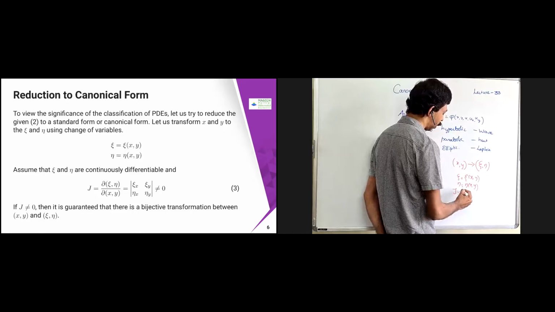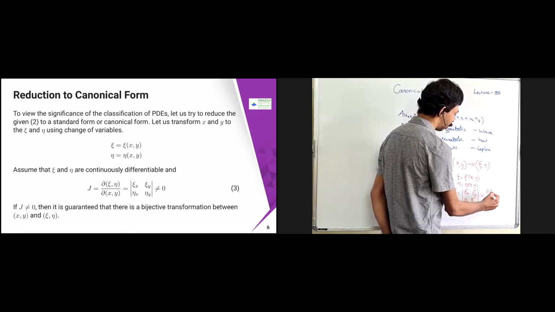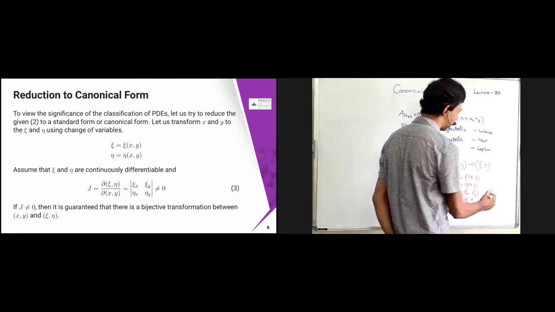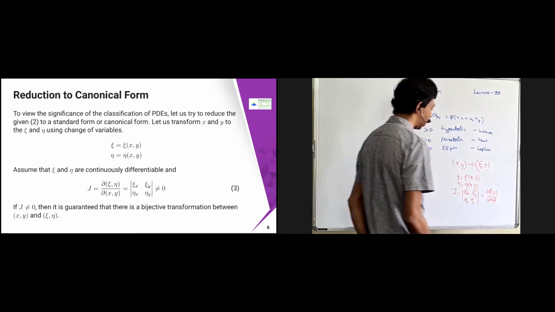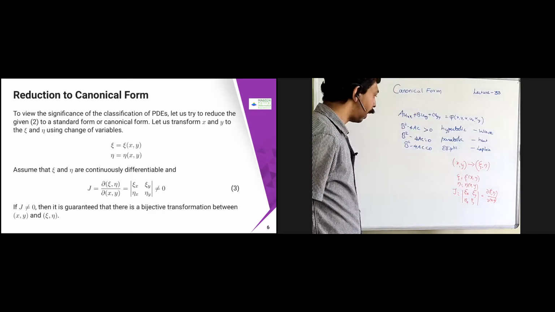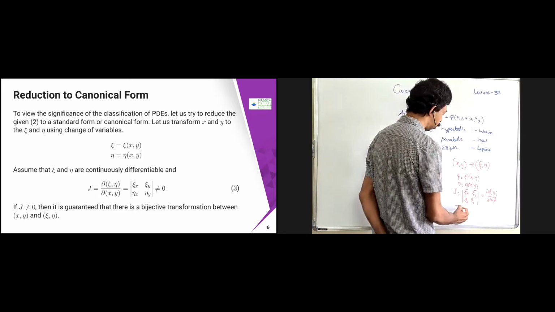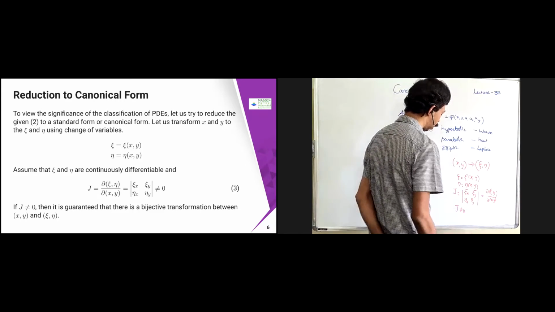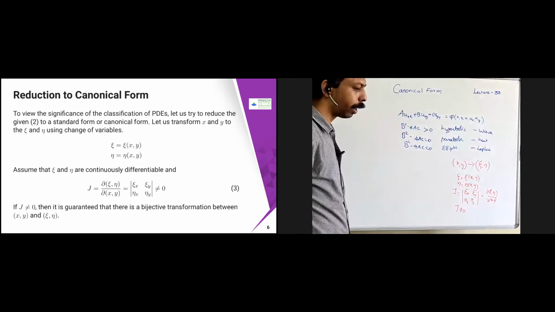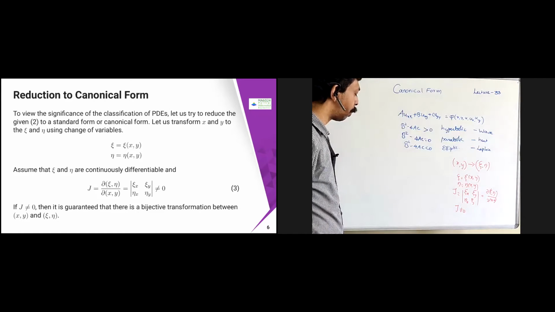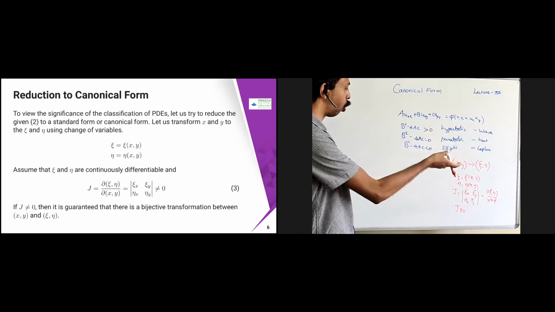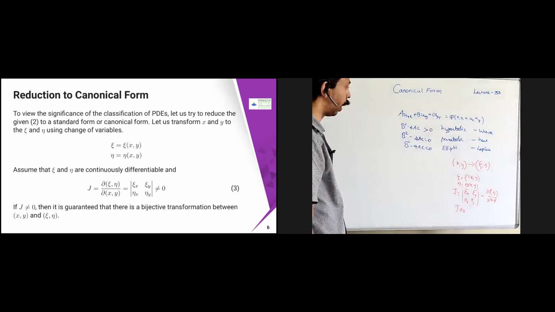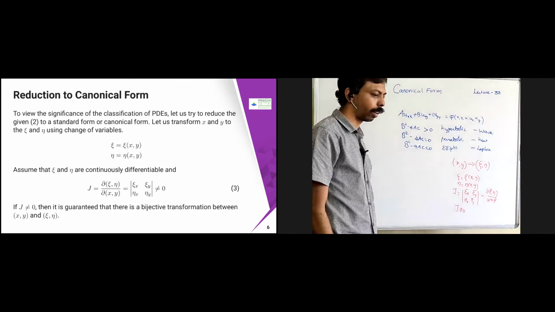to be the partial of chi comma eta divided by the partial of x comma y. This is called the Jacobian. So suppose my J is not equal to 0. Just remember this because we are going to use it whenever we are transforming. If J is not equal to 0, then it is guaranteed that you get a bijective transformation. Means you can translate from x comma y coordinates to chi comma eta coordinates, as well as chi comma eta coordinates to x comma y coordinates. Both ways you can transform.